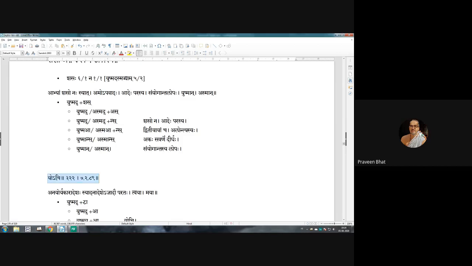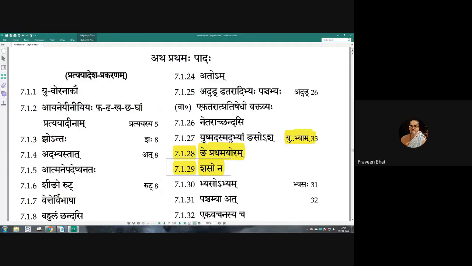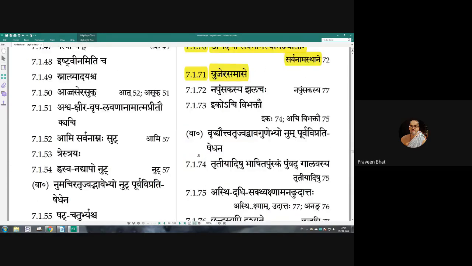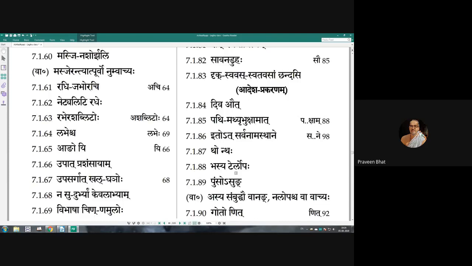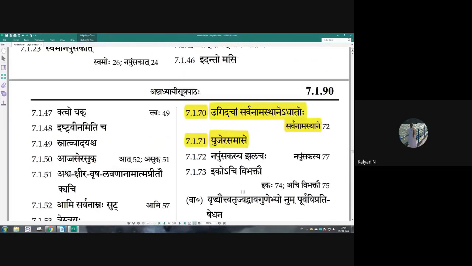Next sutra, for Ta. The sutra is Yochi. Yochi kim bhavati? Yaha. Yaha is the adesha, achi pare, saptami ekavachana. What is the anuvritti there? It is 7286, I mean 7289. Sorry.